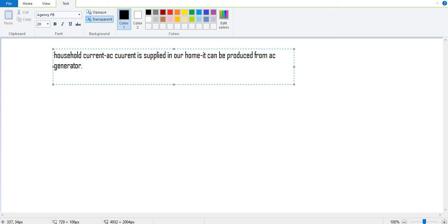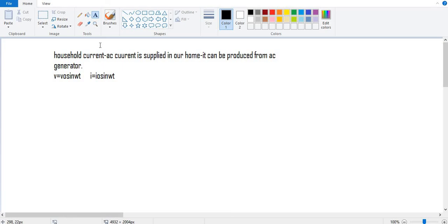Okay. So from this we get to remember that V is equal to V naught sin omega t. And we also have the instantaneous current I is equal to I naught sin omega t. So these two are the formulas for the instantaneous values. Now we will see.